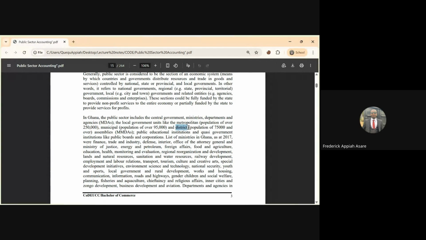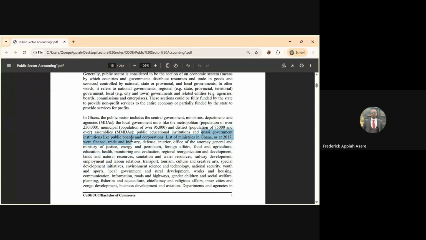At the end of this course, you'll be able to prepare annual statements, or financial statements, for all these public institutions. Public educational institutions like University of Cape Coast, Winneba, KNUST, Legon, they are all part of the public institutions that we are talking about because they are governed or controlled by the state.